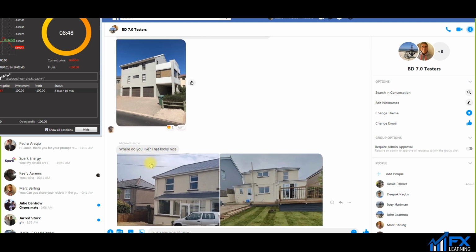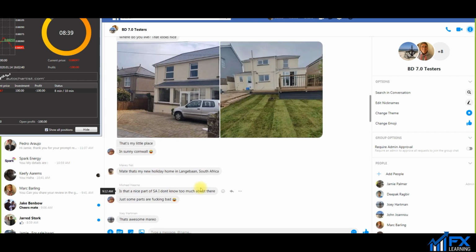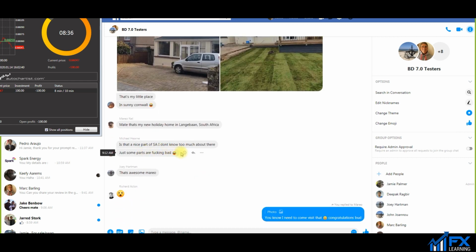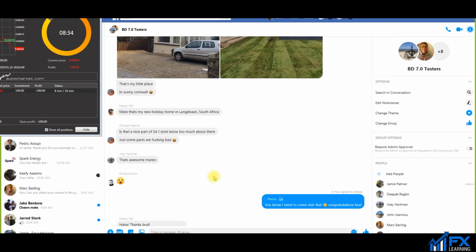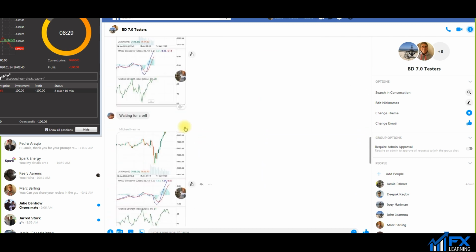Where do you live? That looks really nice. That's a little place in sunny Cornwall, mate. That's my new holiday home in South Africa. Yeah, so it is South Africa. That's a nice part of South Africa. I don't know how much they are about there, just some parts. That's awesome, Marino.